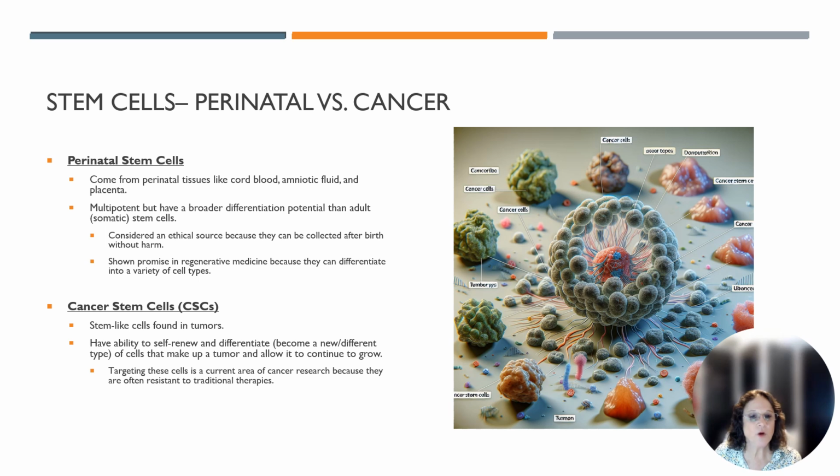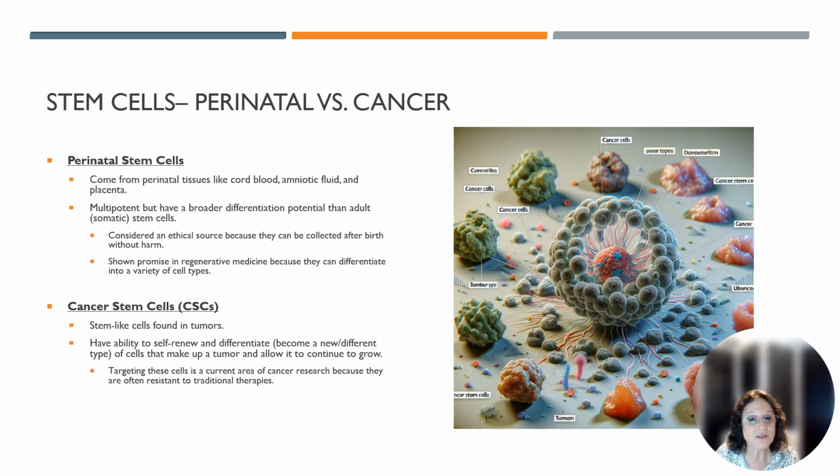So we're also going to talk about perinatal and cancer stem cells. So perinatal stem cells come from perinatal tissues, and they're found in the cord blood, amniotic fluid, and the placenta. They are multipotent, but they have a broader differentiation potential than our typical adult stem cells do. So they are considered kind of an ethical source because they can be collected after a baby is born, without harming anything, and they can be used for regenerative medicine because, again, they can differentiate into a variety of different cells.